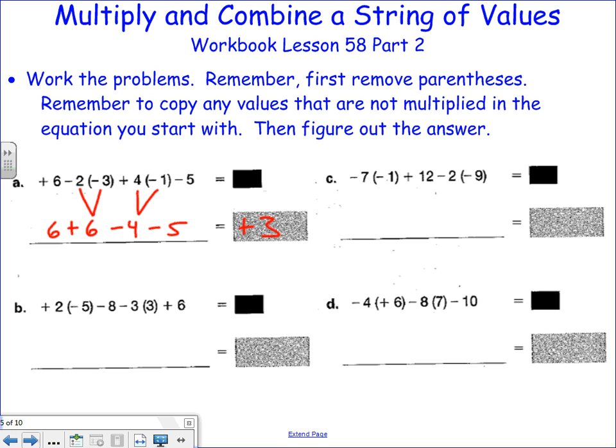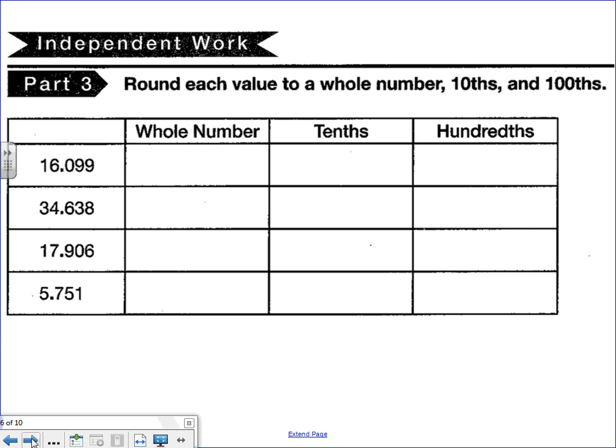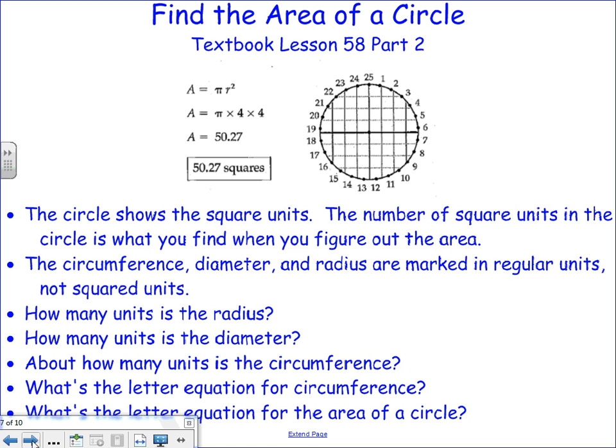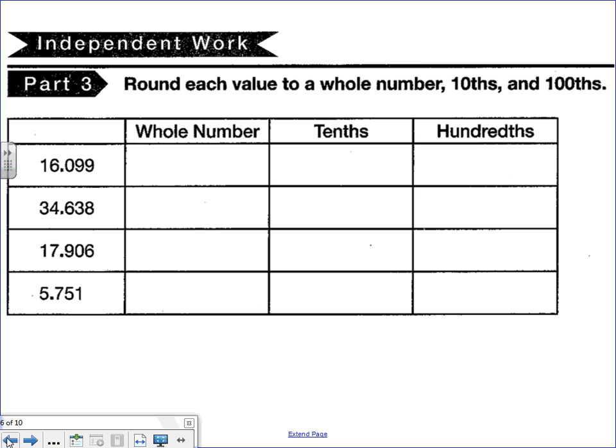So that's what you're doing with these. Again, multiply first to remove the parentheses, and then combine your numbers. So pause the video here for a moment. Go ahead and work on those last 3. Okay, you have some independent work in your workbook. Also, don't forget to go ahead and do that if you haven't had a chance already, and turn that in.